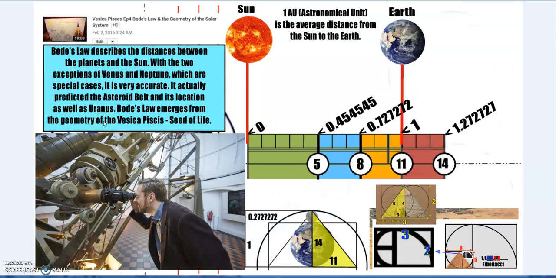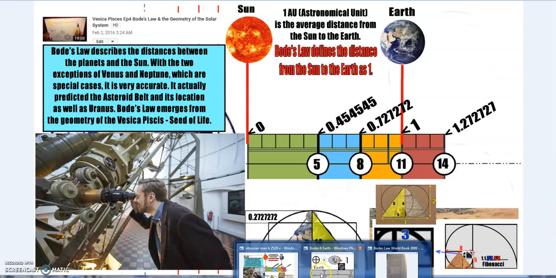Bode's law emerges from the geometry of the Vesica Pisces, seat of life. So this geometry here is the basis for Bode's law. I'll put that link in the description. Now, Bode's law also describes Earth as 1. So the distance from the Sun to the Earth is 1 in Bode's law.